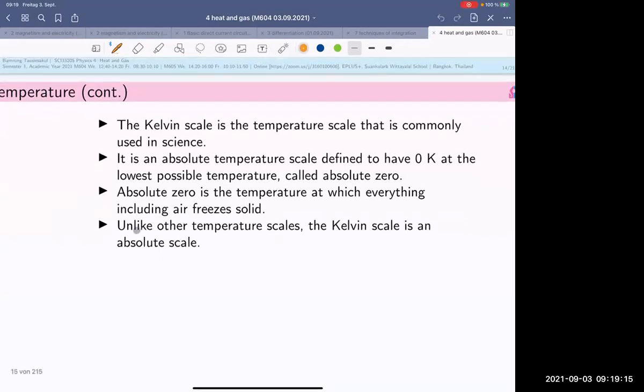Okay, unlike other temperature scales, Kelvin scale is an absolute scale. Okay, you cannot have any other scale that can capture all the details of the matter anymore. Okay, better than this. I'm not sure. Okay, because when the time goes by, someone may propose a new thing.